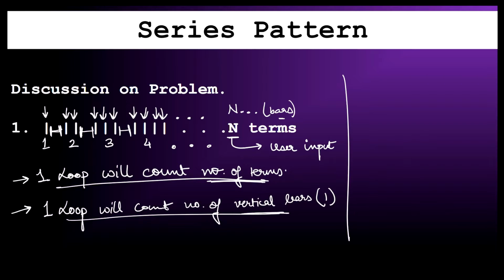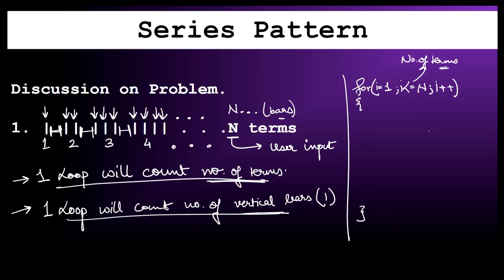So let's write our first loop as the I loop. It will be for I equal to 1, I less than or equal to n, I plus plus. What is this loop doing? This first loop is counting the number of terms. Alright.